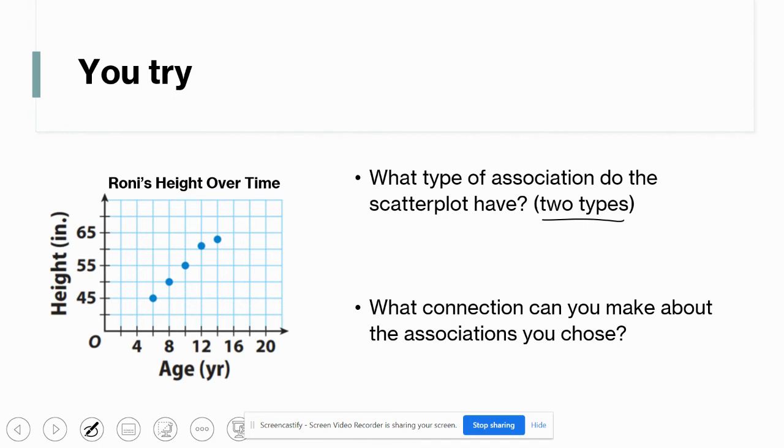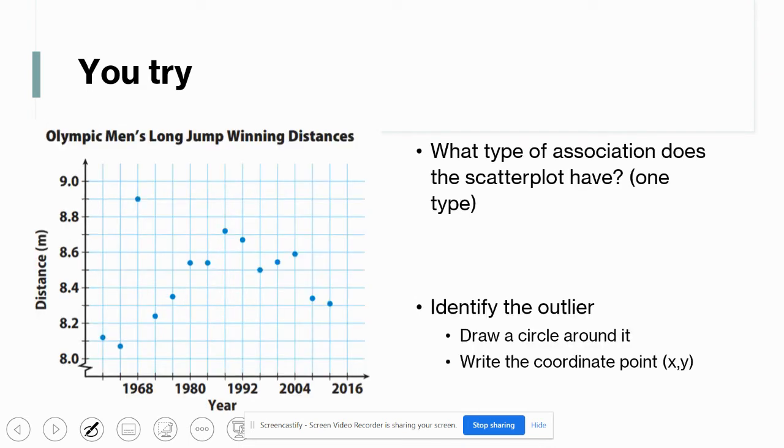So remember the two categories. And then this next connection: what connection can you make about the associations you chose? So what's it telling us that he's doing? I'm going to check those two. All right. We have one more question.